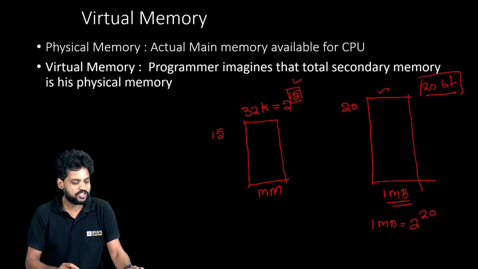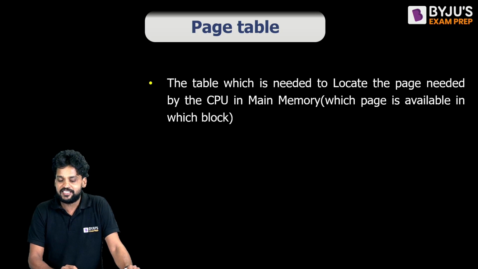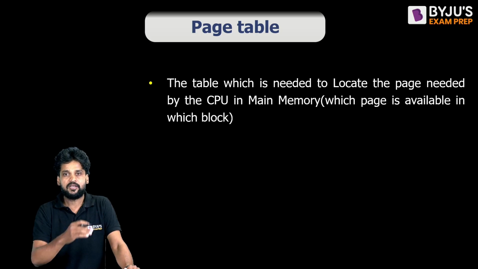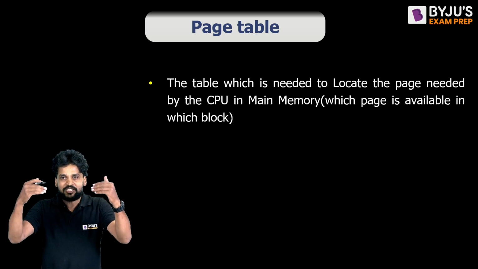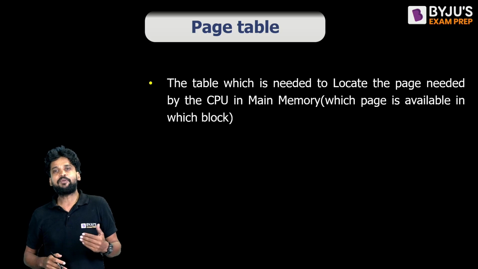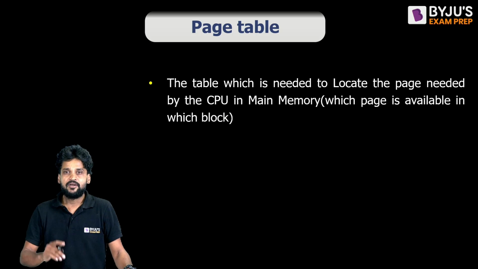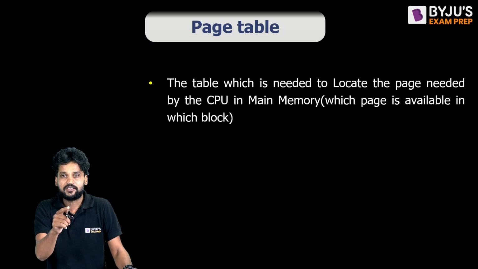Now understand what the page table is. It is the table needed to locate the page needed by the CPU in the main memory, that is, which page is available in which block. When you talk about the secondary memory and the primary memory, both of these memories are divided into equal sized blocks. A block in the secondary memory is called a page. A block in the primary memory is called a block. Now we need to understand which page of the secondary memory is available at which block of the main memory.